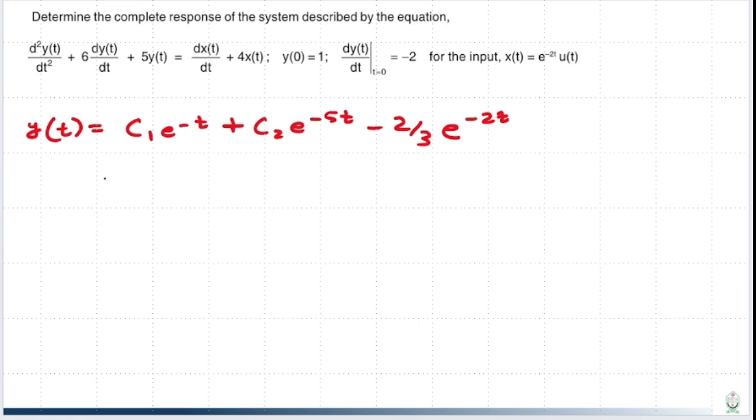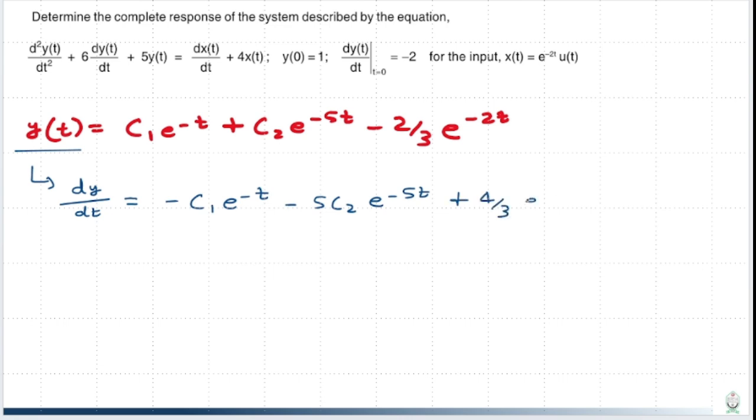Again, we have to take the derivative of the given y(t) and check the value of the derivative of y(t) for t equals 0. So let us take the first derivative of this equation. That will return minus C1 e to the power minus t minus 5C2 e to the power minus 5t plus 4 by 3 e to the power minus 2t.